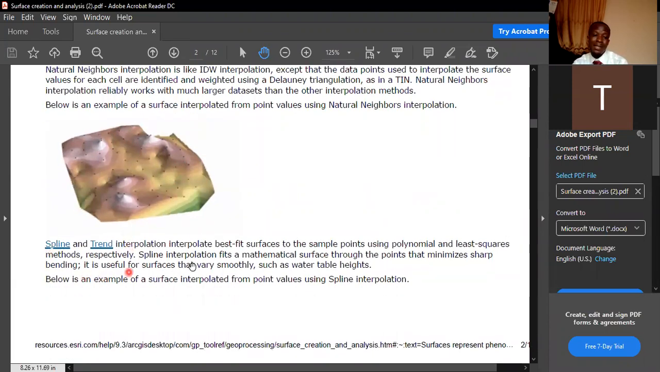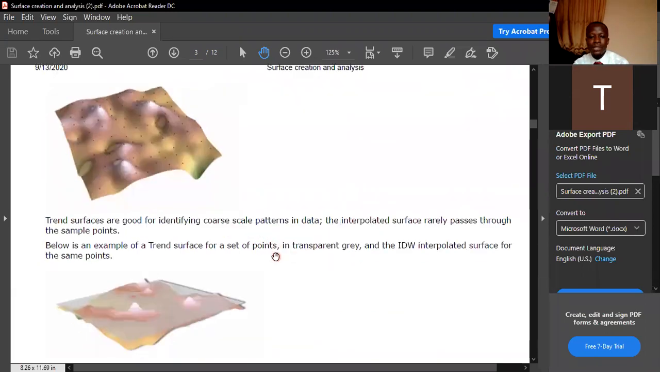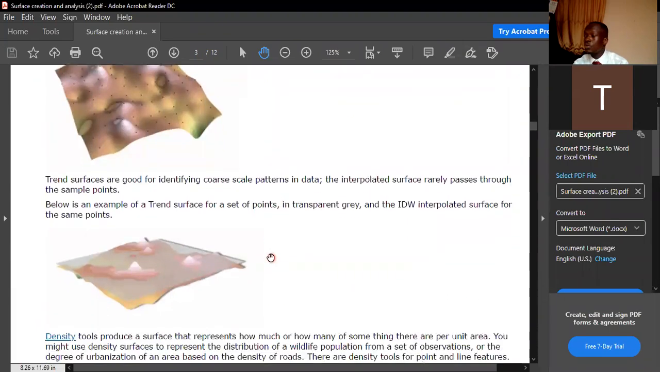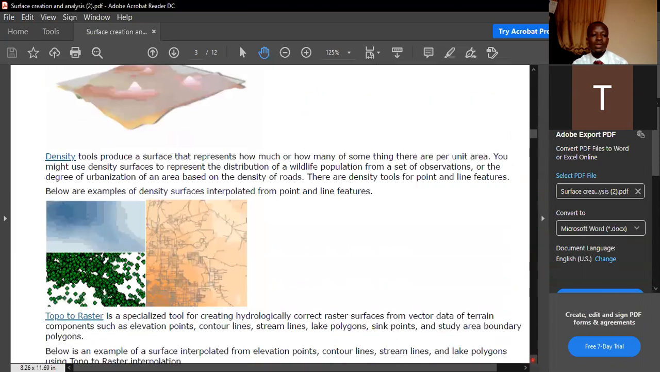We talked about the spline, and they make use of best fit surfaces. You can look at it like a line of best fit. You plot a few points, and then you try to fit a line such that you have a minimum error. So we can have the spline interpolation. Of course, trend surfaces can also be used, and they are good for identifying coarse scale patterns. The whole idea is to find a pattern within data.